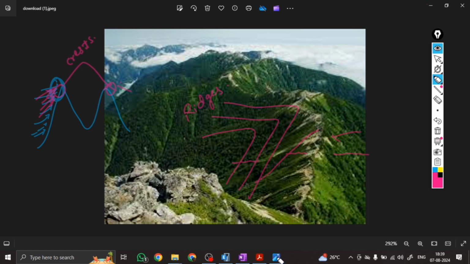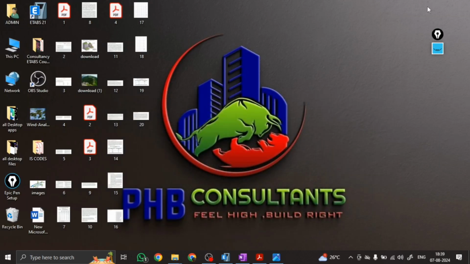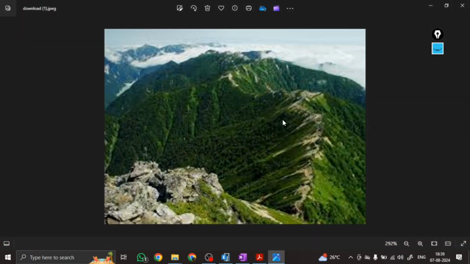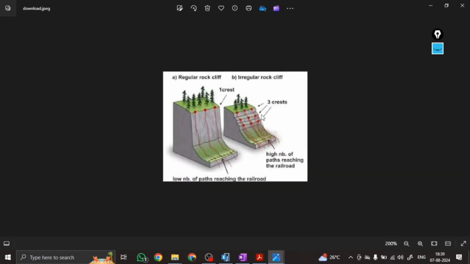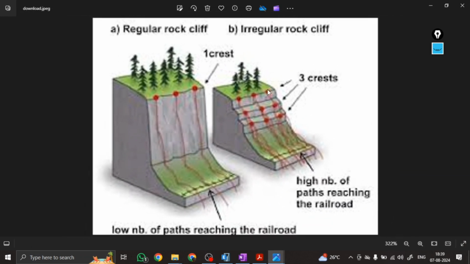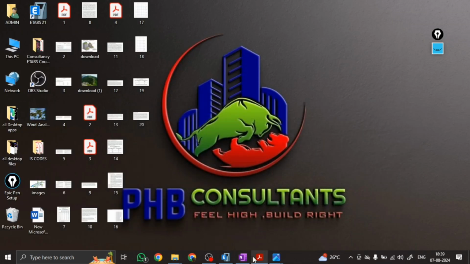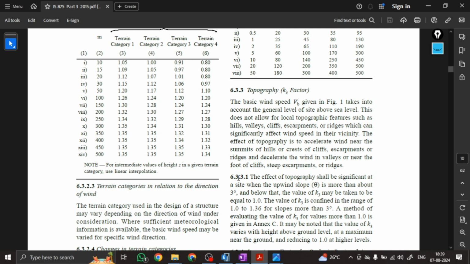Okay, I will show you the crest also. See here, this is the crest, at the tip of the hill, we call it the crest. So at summits of hills or crests, wind is accelerated, and at escarpments or ridges, wind is decelerated.